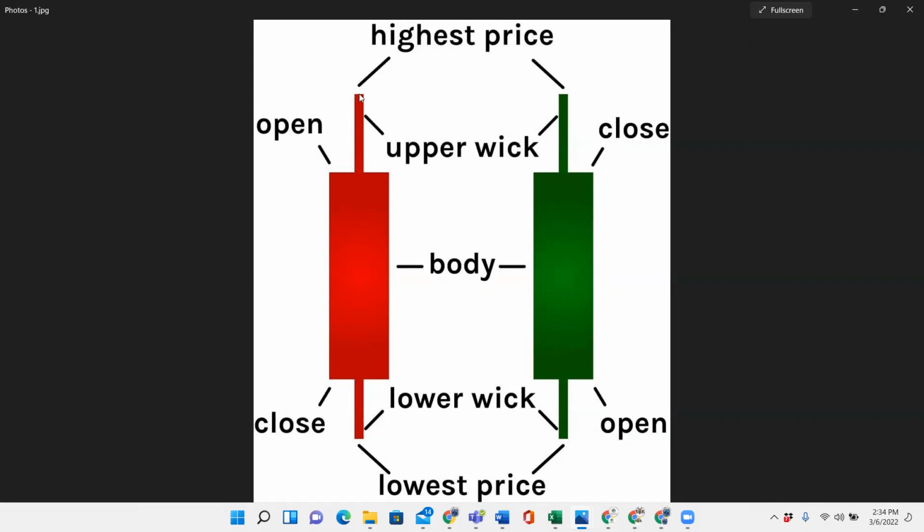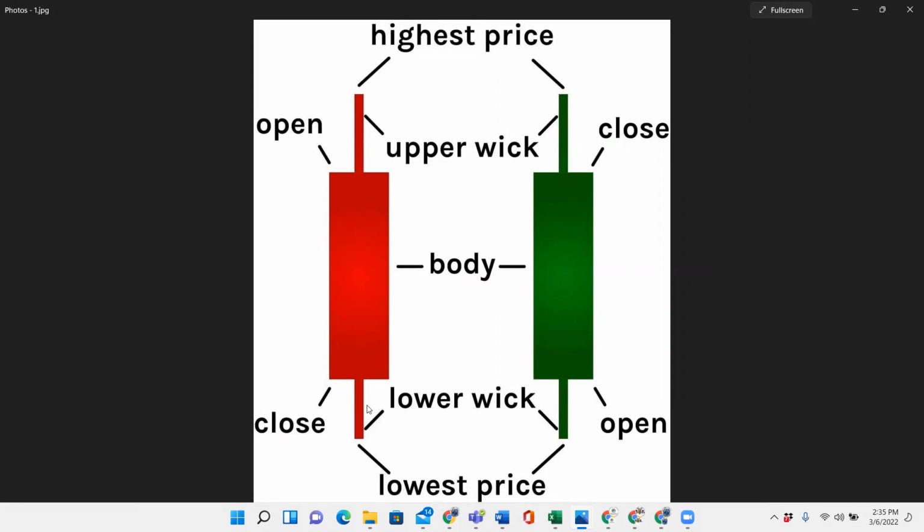Now at the top of the candle right here, we have the highest price. This would be the upper wick over here. Over here is the body, like we've already said before. And then we have the lower wick over here, and this is the lowest price, which would be at the bottom over here.